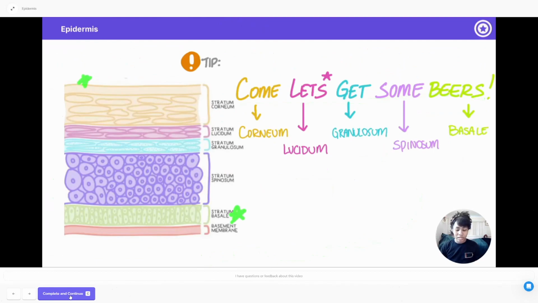So first is the stratum corneum, which is made up of those dead keratinocytes. Then we have the lucidum, which is only present in our palms and soles of our feet. After that, we have the granulosum that contains those granules that help with our skin's water barrier. Next, we have the spinosum, which has a spiny appearance due to all of the desmosomes there. And lastly, we have the basal layer, and that's going to be the beer in our mnemonic. So all you have to do is remember this, as well as that one little exception, and you'll be golden.